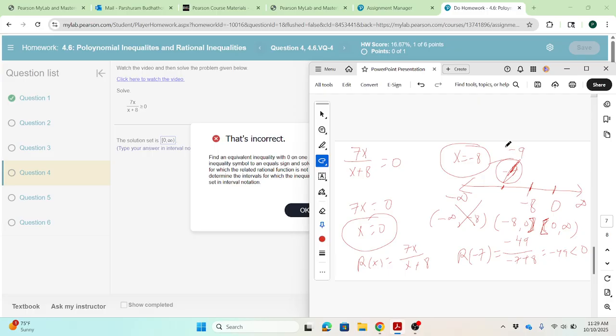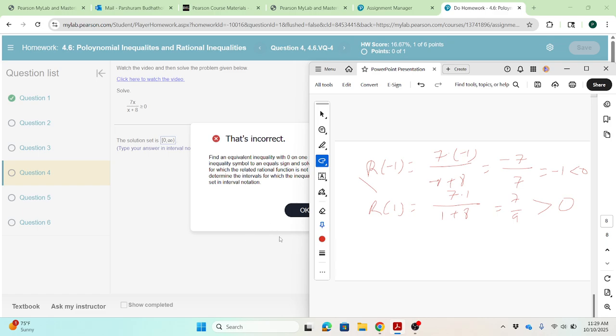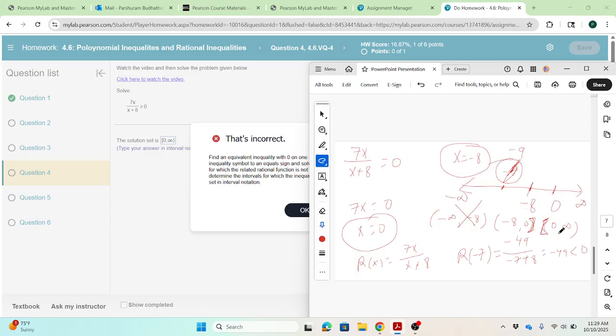I was supposed to pick, let's say, -9. And let's find the value of the function at -9. At -9, it's 7 times -9 over -9 plus 8, which is -63 over -1, which is +63. So mistakenly I picked -7 from this interval, but -7 is not part of it. The rational function is supposed to be greater than 0 on this interval as well.